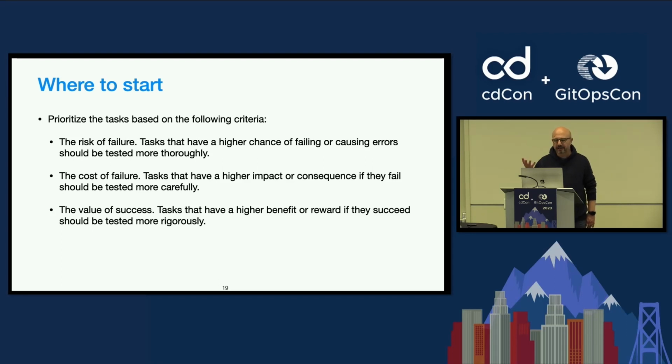These are the criteria that we go by: the risk of failure, which task has a higher chance of failing and causing a bigger problem; the cost of failure, which task, if it failed, has a higher impact; and which task, if it works well, will have a higher reward or benefit. This is a good criteria that we went by to figure out our priorities in which ones to start with testing.